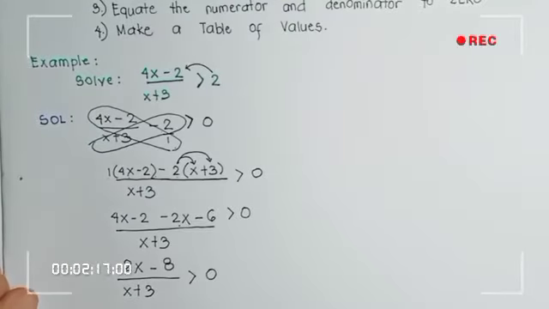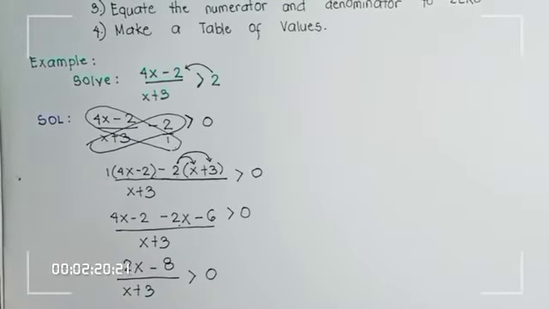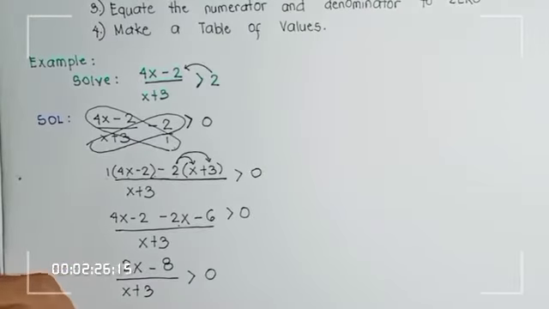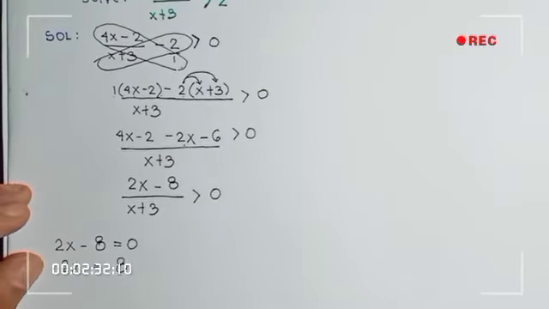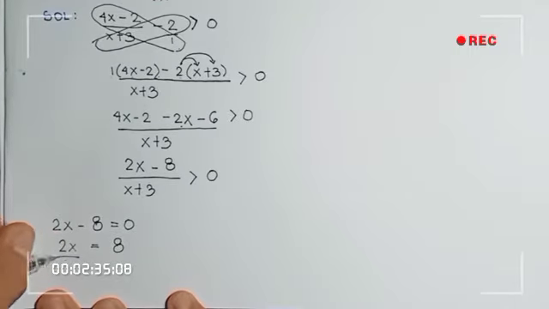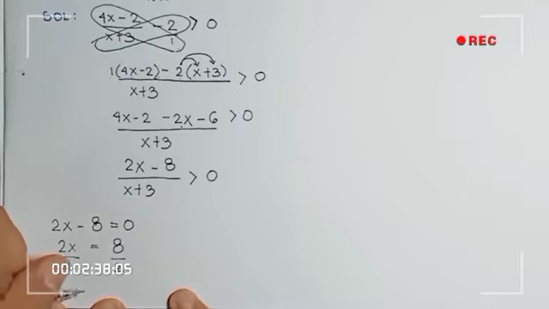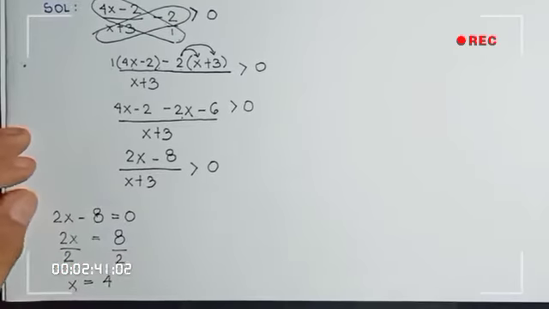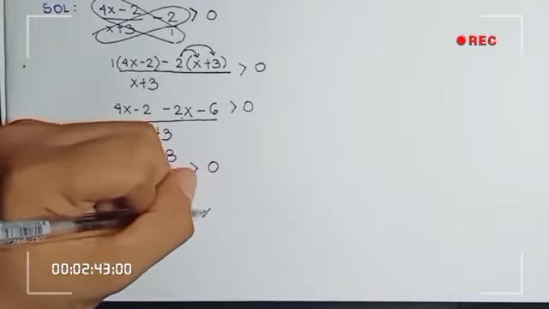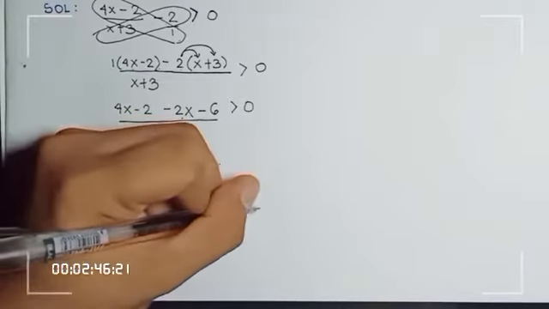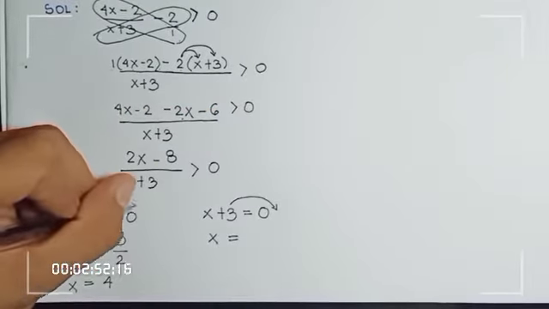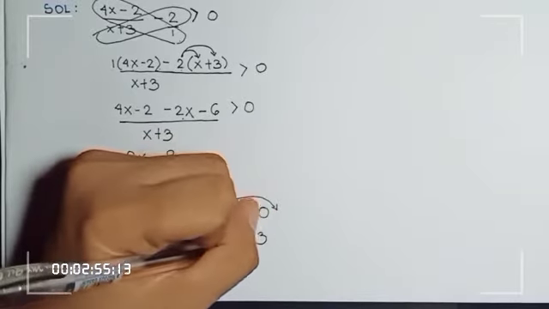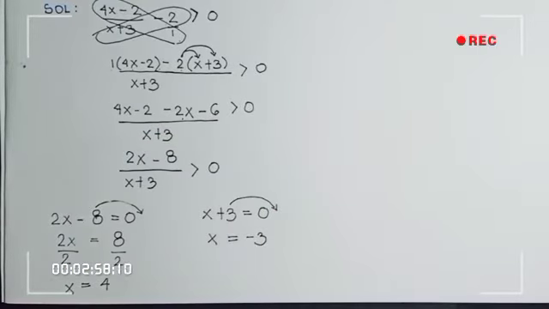For the third step, let us equate the numerator and denominator to 0. So we have 2x − 8 = 0. We transpose 8, so we have 2x = 8. And then dividing both sides by 2, we have x = 4. And that is for the numerator. For the denominator, we have x + 3 = 0. We transpose 3, that becomes negative 3, just like what we did in the numerator. Therefore, we have x = −3.